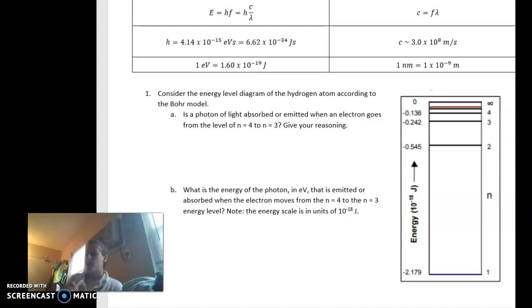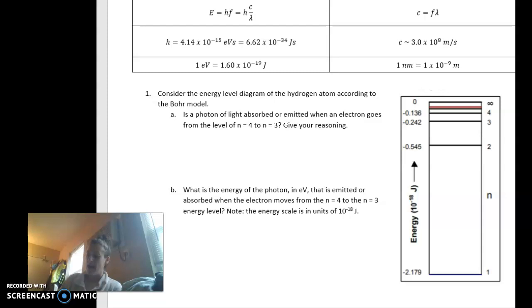So if I want to find the energy of the photon that is emitted from the n equals 4 to the n equals 3 state, I simply have to find the difference between those two values. The energy that would be emitted is 0.106 times 10 to the negative 18th joules. But we don't want the answer in joules. We want the answer in electron volts. So we simply need to convert.